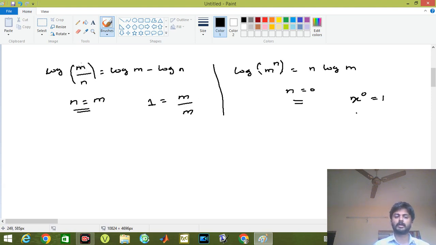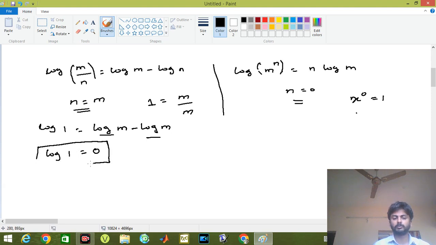So now you can see the left hand side will become 1 easily and the right hand side will become log m minus log m. We don't know the value of log m, but we know that fundamentally the subtraction of the same quantity will give you the result 0. So here log 1 equals 0. If it is base 10 you will have log 1, if it is base e you will have natural log 1 equal to 0.